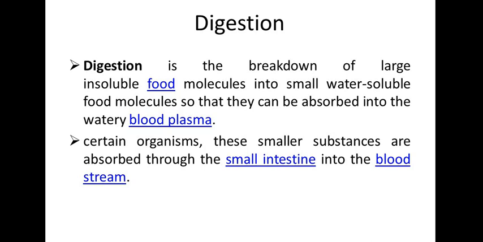Let us come to the definition of digestion. Digestion is the breakdown of larger insoluble food substances into smaller soluble food substances so that it can be absorbed in the blood plasma. In certain organisms, these smaller substances are absorbed through the small intestine into the bloodstream.